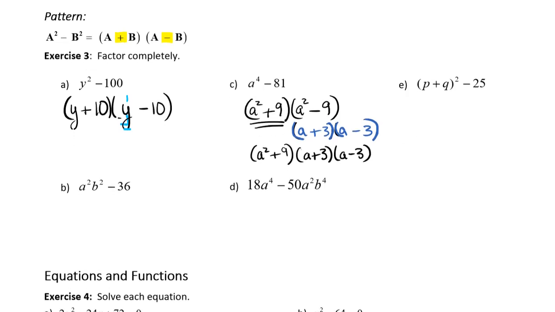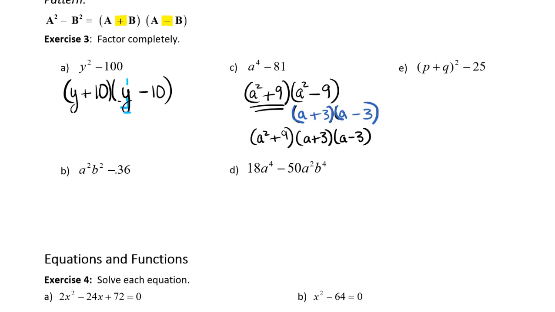Let's take a look at b here. We have a squared b squared minus 36. I can factor that to an ab and an ab as my first terms, and a 6 and a 6. Since the middle term is negative, I know I need a positive and a negative second term.